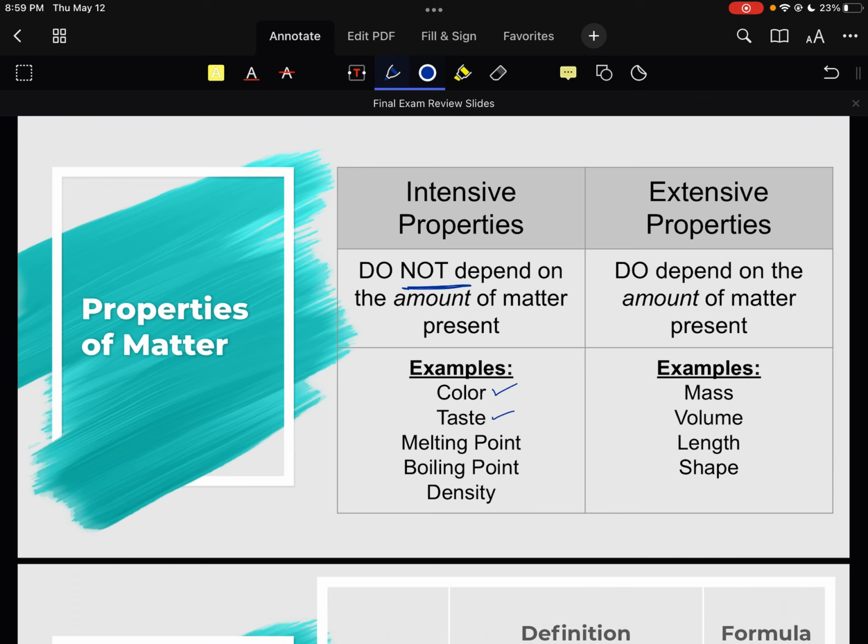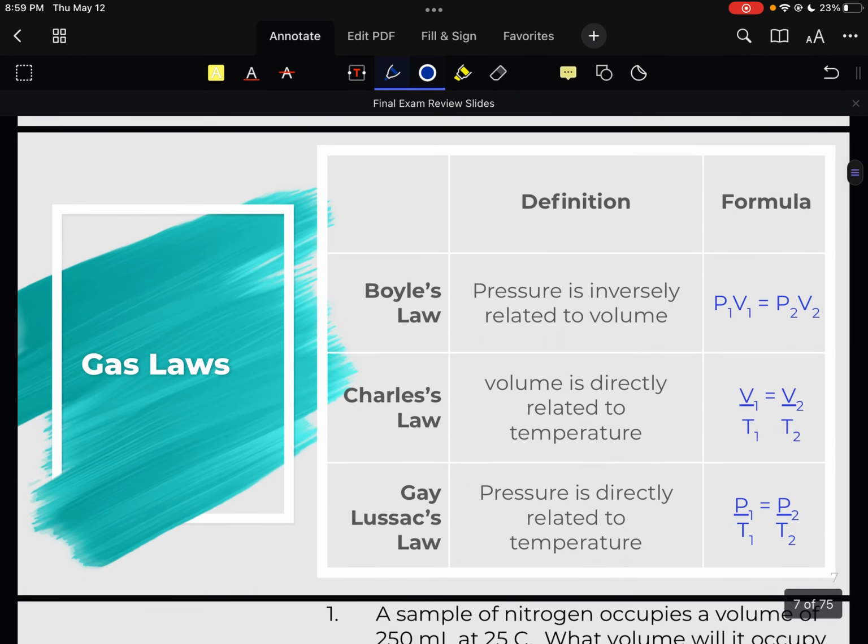Extensive properties is something that does depend on how much you have. So you can think about it like an external measurement or something. So mass, right? Like one piece of paper is going to weigh differently than 500 pieces of paper. Volume, length, shape, all of those are things that can change if you have more or less of something.